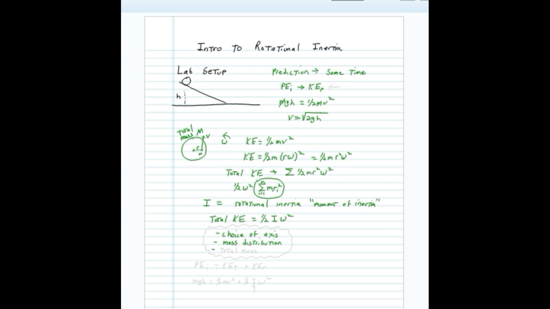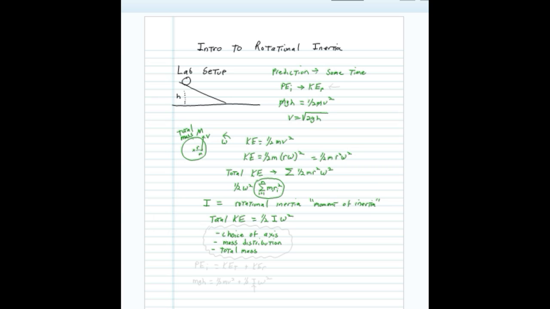The total mass definitely makes a difference. The more mass you have, the harder it's going to be to rotate. More mass has more inertia. And how far that mass is from the axis matters too. So that kind of gets back into the mass distribution.